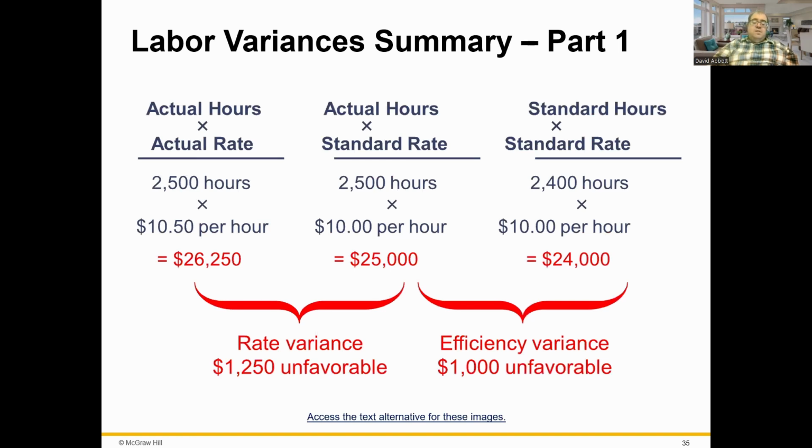And so what we can do then is figure out what our labor rate variance is and what our labor efficiency variance was. So our labor rate variance is defined as the difference between the actual average hourly wage and the standard hourly wage, which is going to be $1,250. That's unfavorable. And the rate variance is labeled unfavorable because the total average wage rate was more than the standard wage rate by 50 cents per hour. So it'd be $10.50 an hour minus $10 an hour.